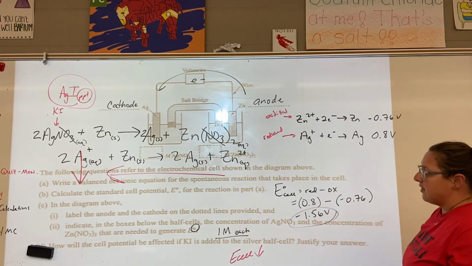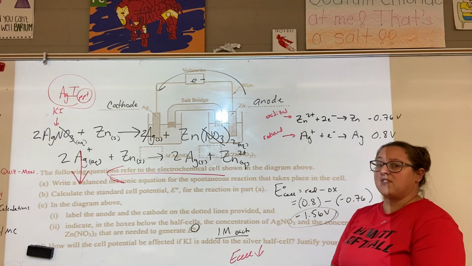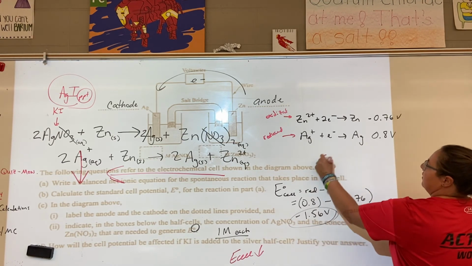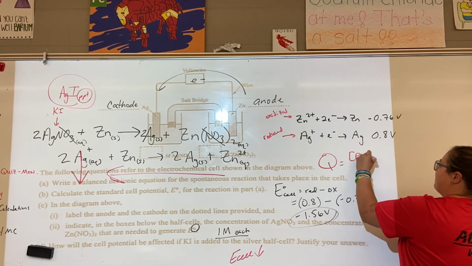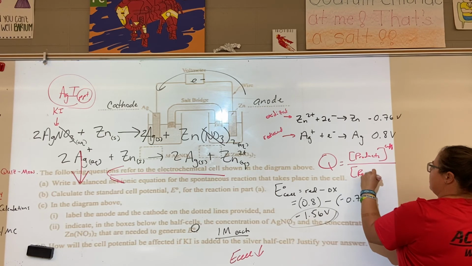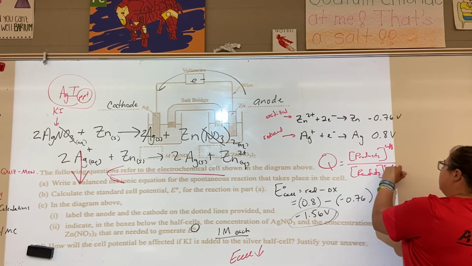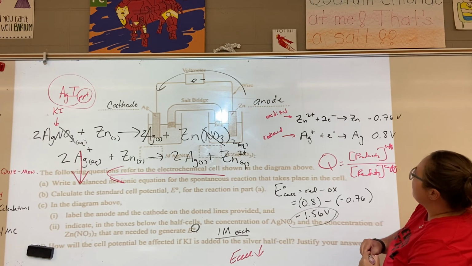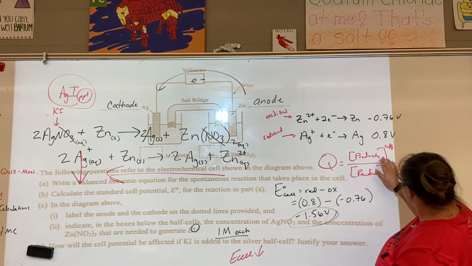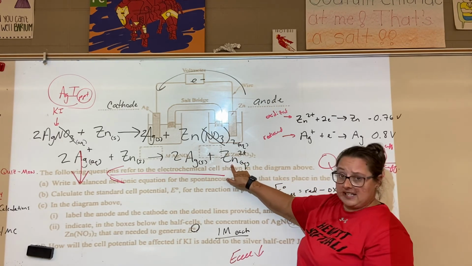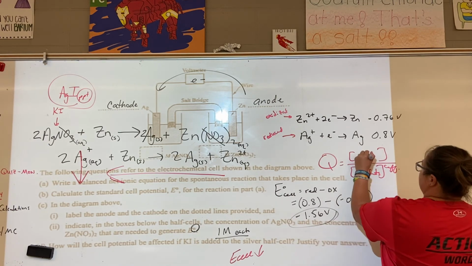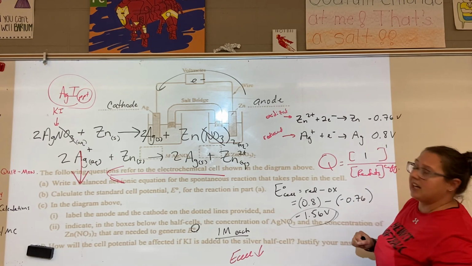Now, one other thing that I could do here is explain in terms of Q. Whenever you're explaining in terms of Q, you know that Q is equal to my concentration of my products raised to the coefficient divided by the concentration of my reactants raised to its coefficient. Now, for our coefficients, my products would be Zn, so that would stay 1. And Zn's coefficient is 1.